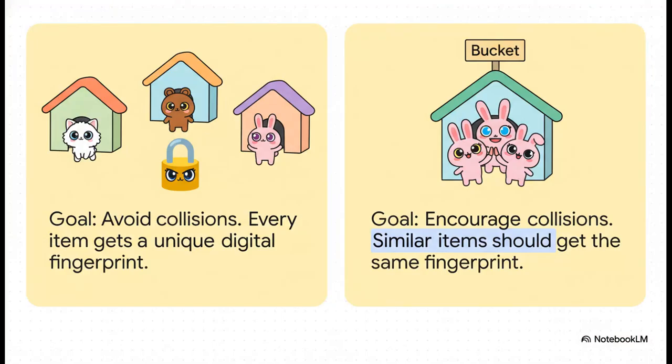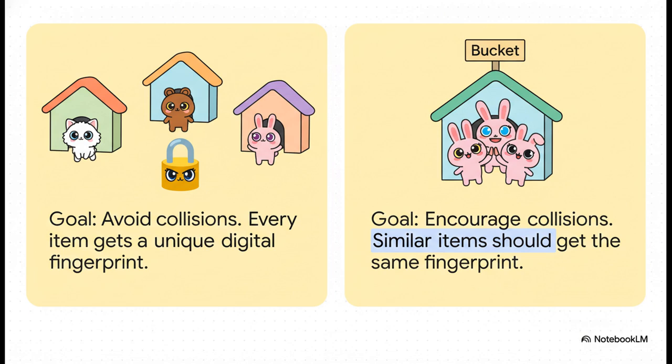Okay, so what you're seeing here is a complete 180 on a core computer science rule. On one side, you have conventional hashing. This is what's used for things like password security, and it is totally obsessed with avoiding what are called collisions. The whole point is that every unique thing gets its own unique digital fingerprint, no overlap.